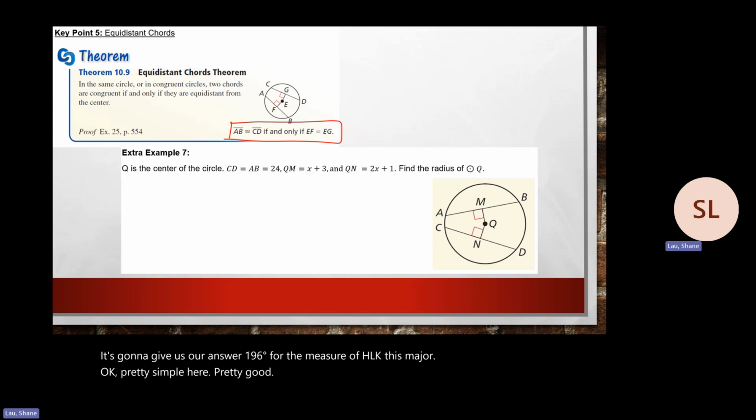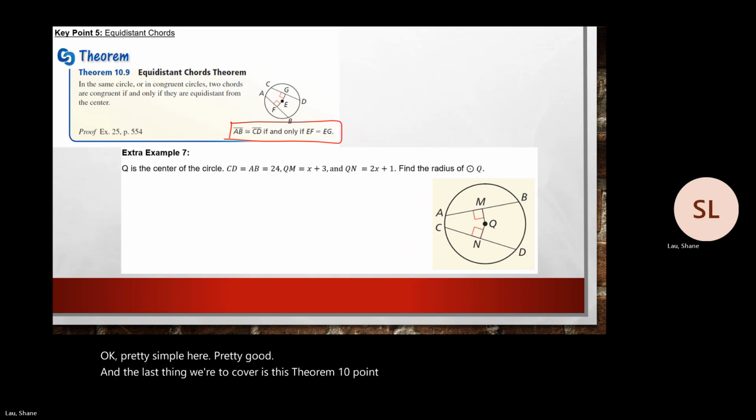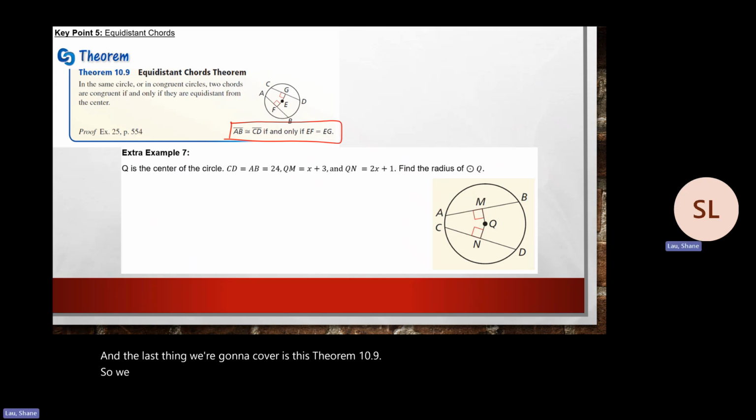And the last thing we're going to cover is this theorem, 10.9, what we call equidistant chords. If two chords are equidistant from the center, that means that they are congruent to each other.